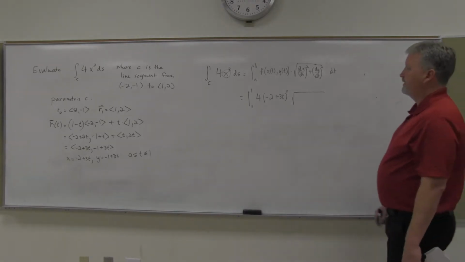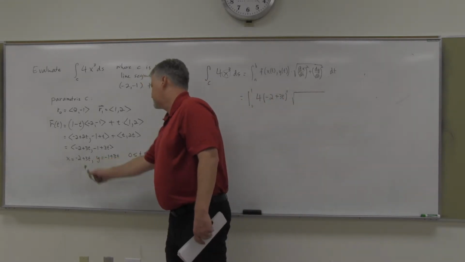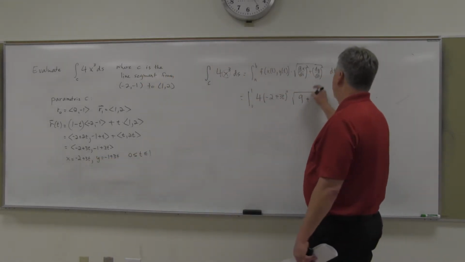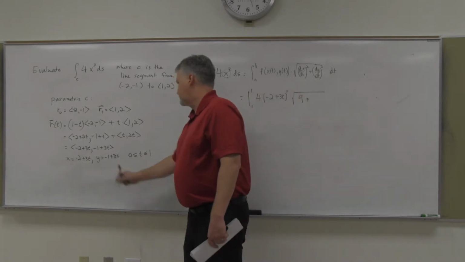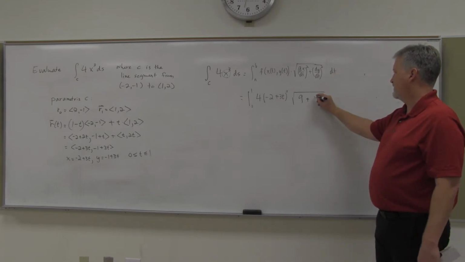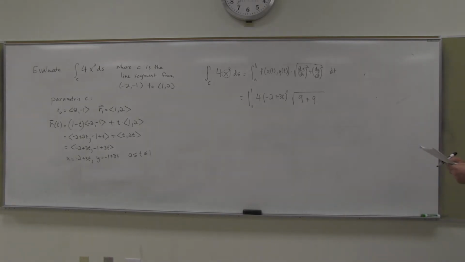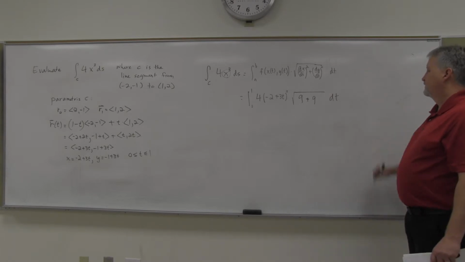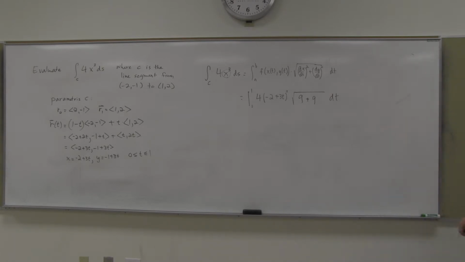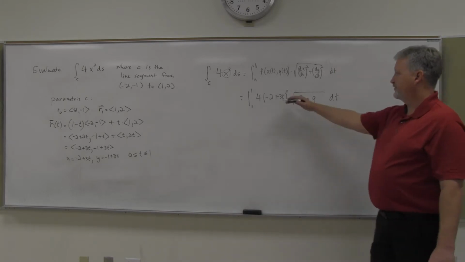Then you do the square root of (dx/dt) squared. This is going to be nice because the derivative is just 3, so that's 9, plus the derivative of y squared, which is also 3, so the derivative squared is 9. That's not too bad of an integral, is it? This is just a number. It's a little u substitution.